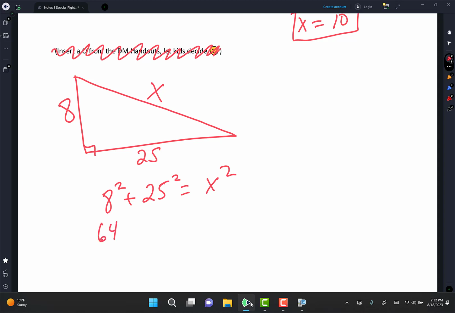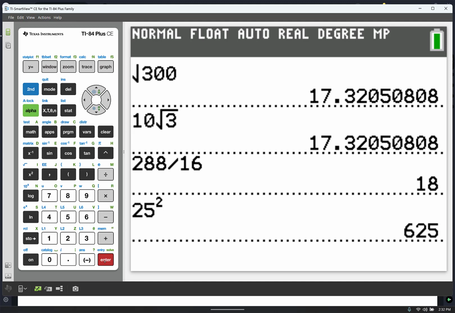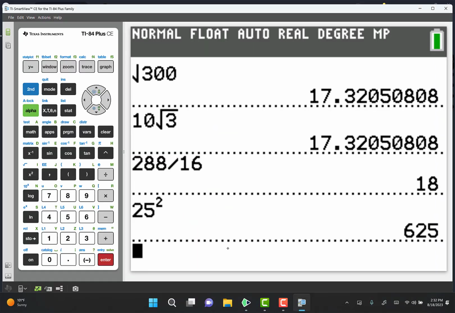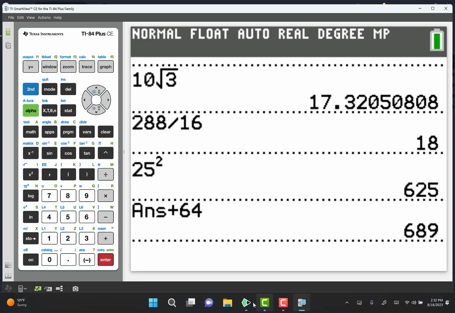8 squared is 64. 25 squared. Ooh, I know I should know that. 625. Yeah, that sounds about right. 625 equals x squared. And I'm going to add those two numbers together. 625 plus 64. 689, right?